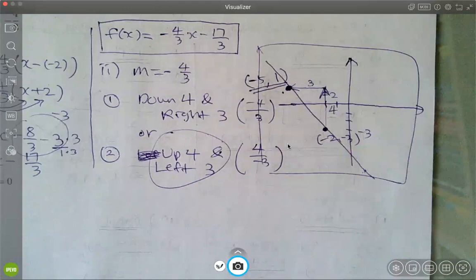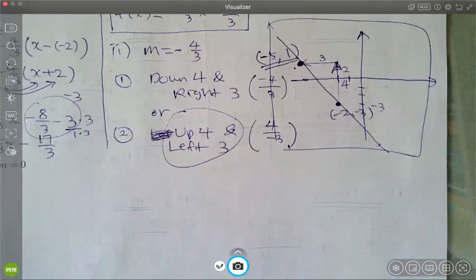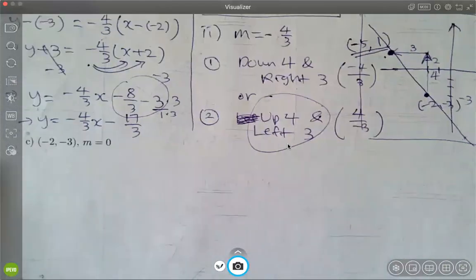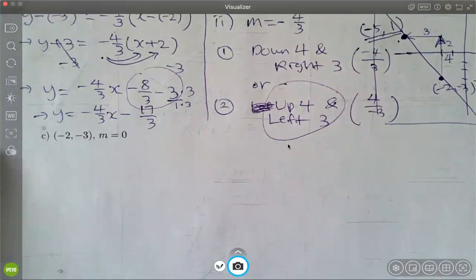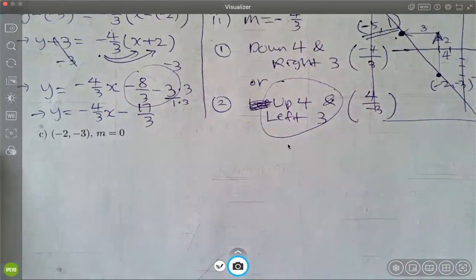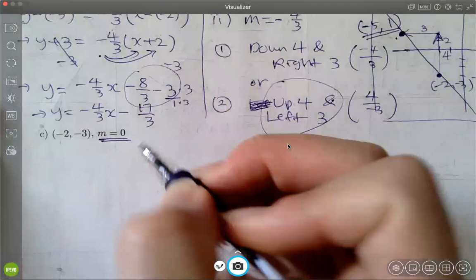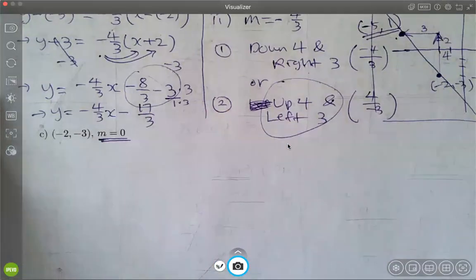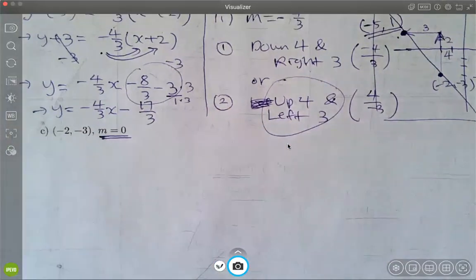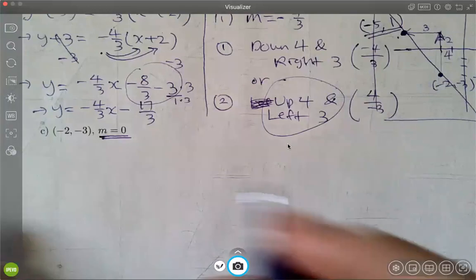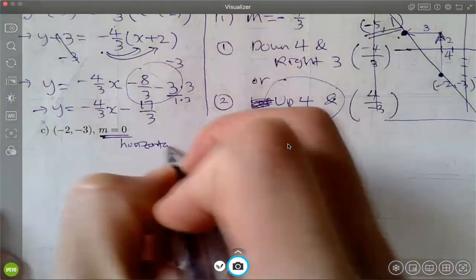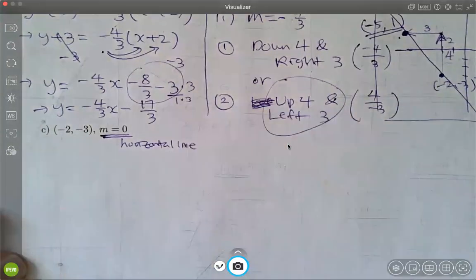Okay, and now 2 more problems. So now we keep the same point, but the slope is equal to 0. Do we know the graph when the slope is equal to 0? How does the graph look like? Horizontal line. Horizontal line, yes. Okay, so let's remember that.